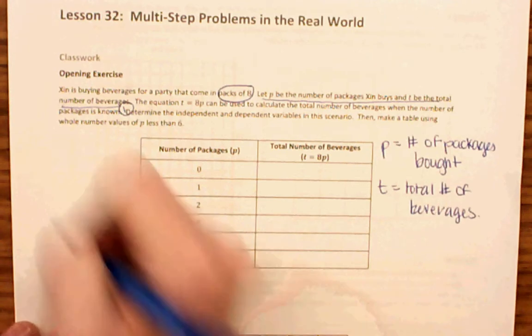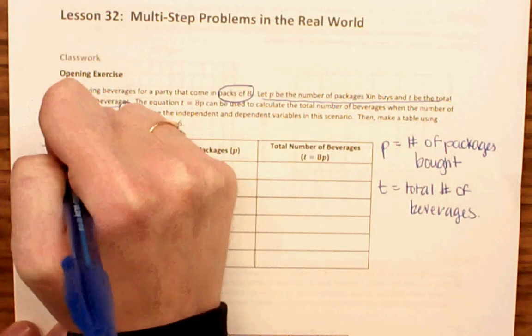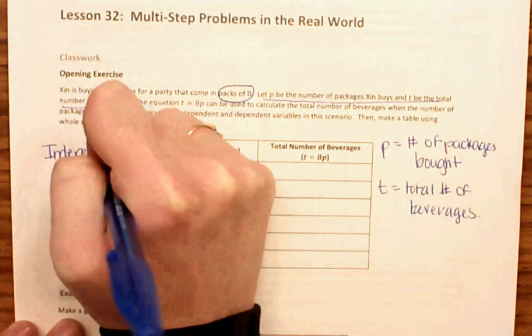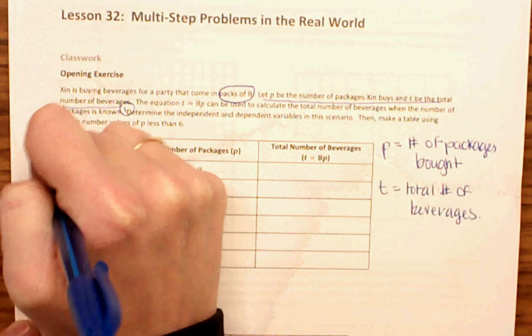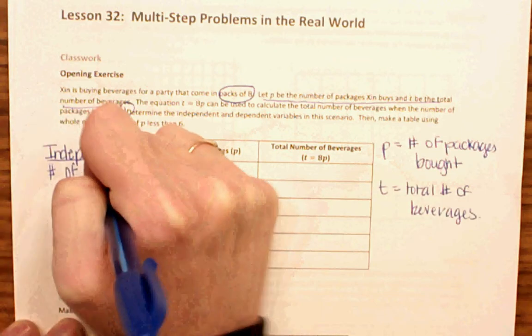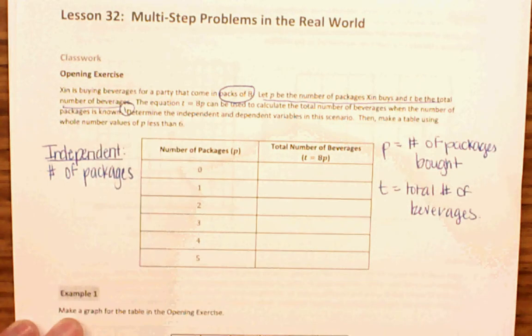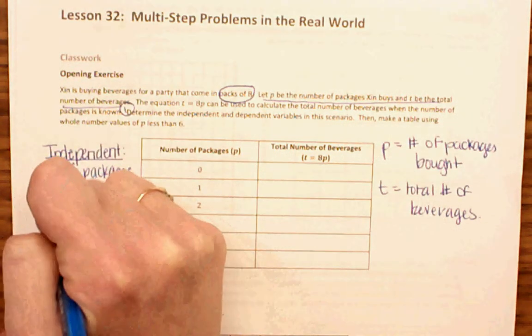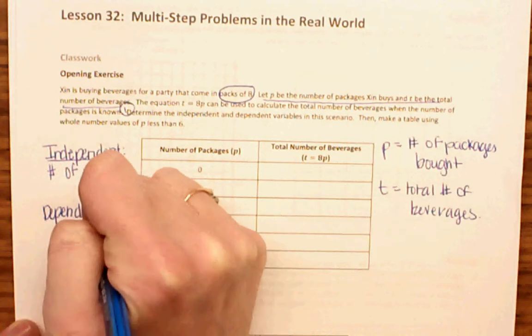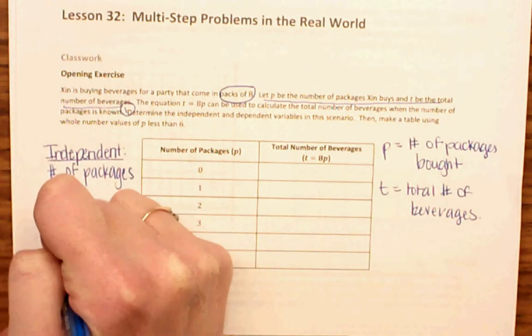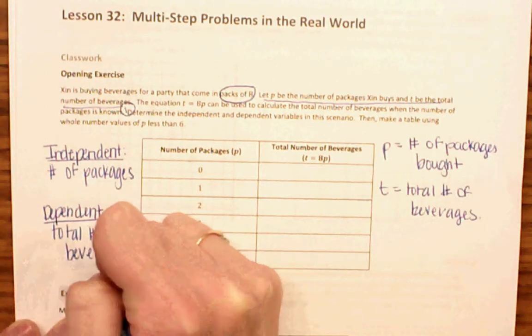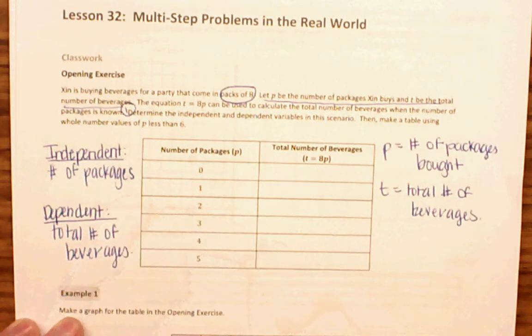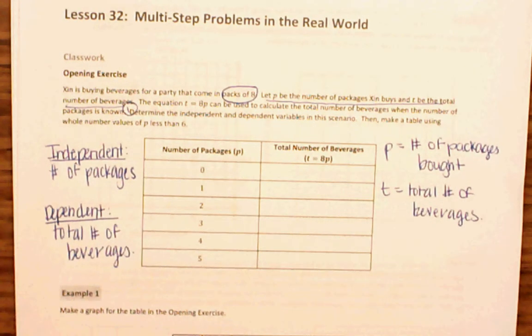Remember, our independent is the one that does not depend on anything else to be solved. So here, the independent is actually the number of packages. Why? Because I can get as many number of packages as I need. What's going to be dependent is the number of beverages I have in all, or my total number of beverages. This is because the total number of beverages depends upon total of packages bought. Okay, so now let's fill in our chart.